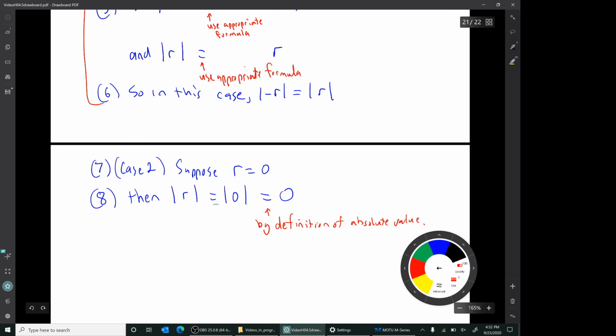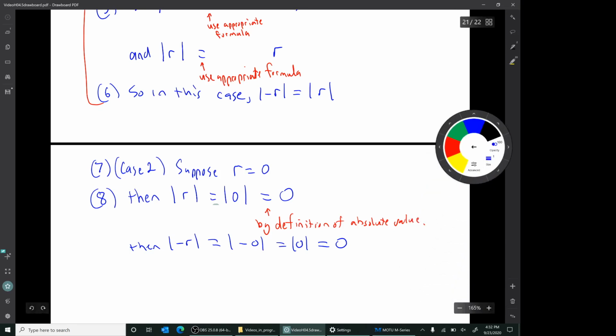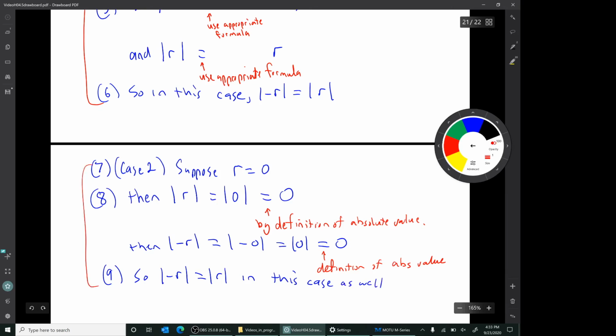So we can compute the absolute value of r, and we just get the number 0. Now let's compute the absolute value of negative r. Well, the absolute value of negative r just turns out to be, again, the absolute value of 0, so it's just 0 again. So our conclusion is that absolute value of negative r equals absolute value of r in this case as well. So we have another one of those if-then statements that we've proven.